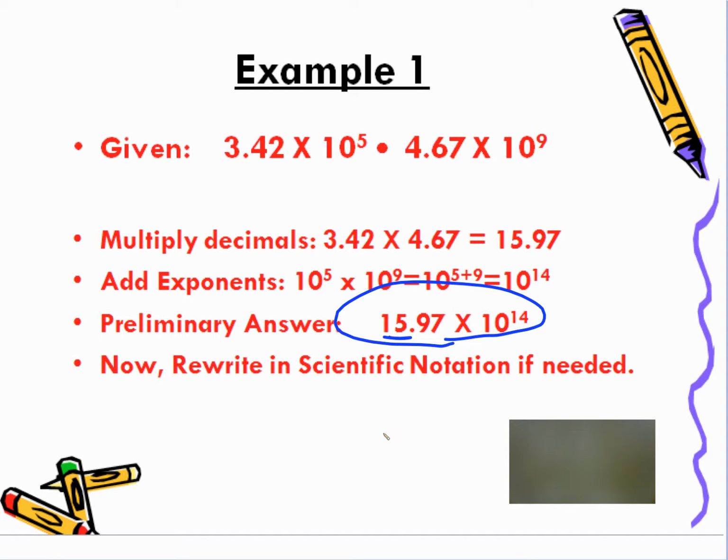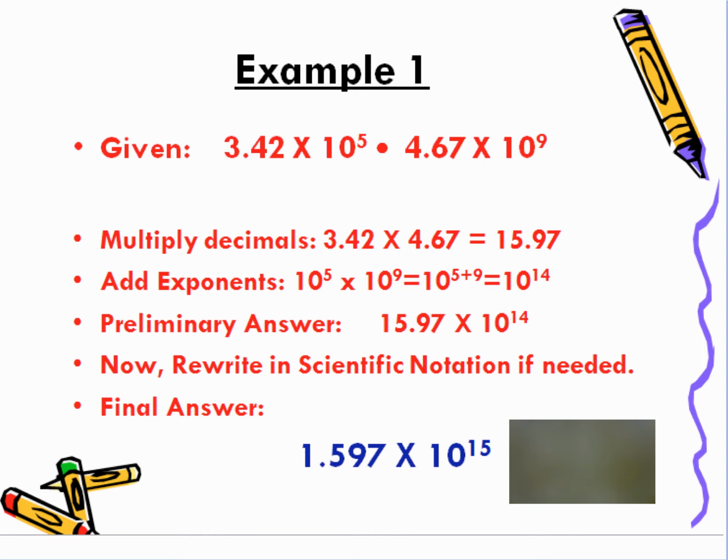So in order to change that, we would have to move the decimal so that it's between the 1 and the 5. So now 1.597, that number in front of the decimal is from 1 through 9. But because I moved that decimal, I have to change my exponent. So I'm moving it one more place over, so I have to add 1 to that, and I would get 1.597 times 10 to the 15th power, which would be my final answer.